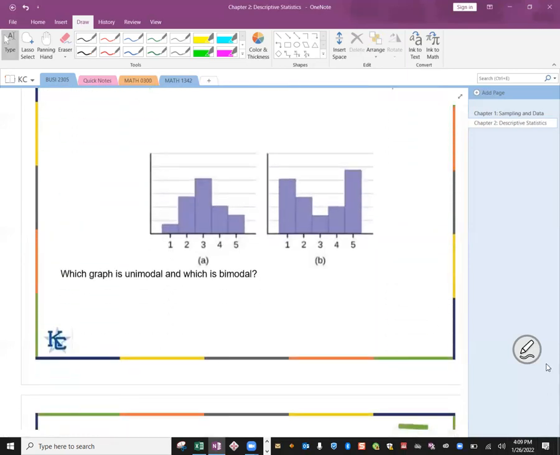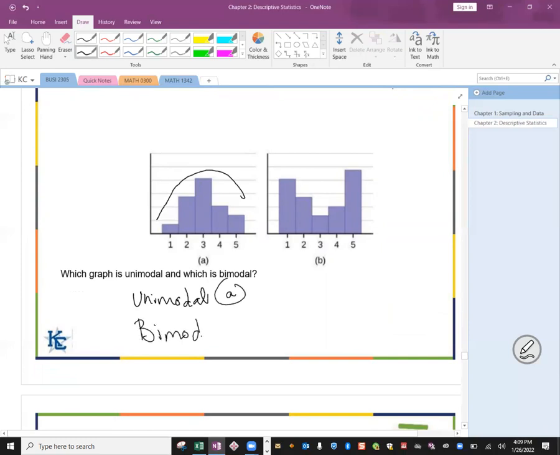We would be able to say that this graph here is unimodal because there's only one peak. So unimodal is graph A. And bimodal is graph B because we see that we have two peaks.